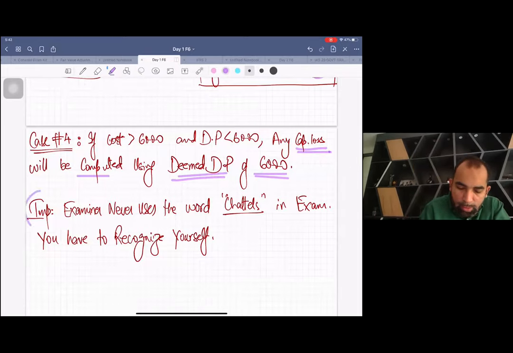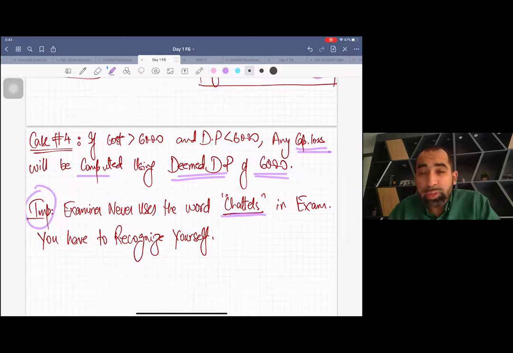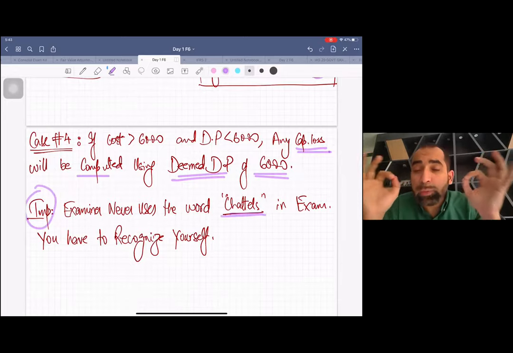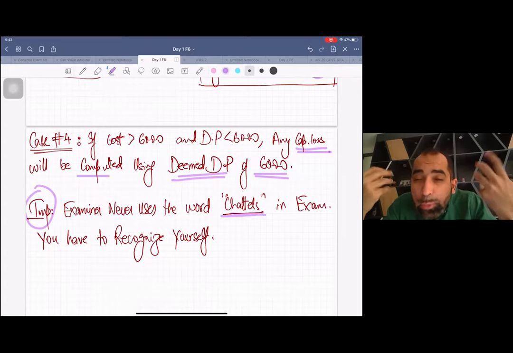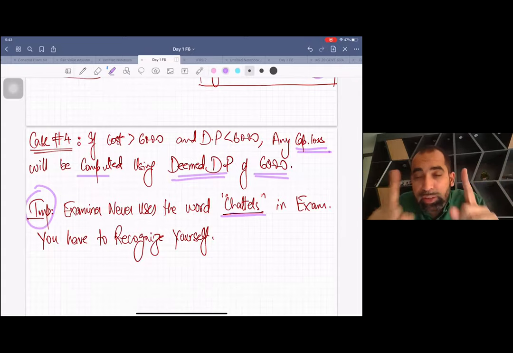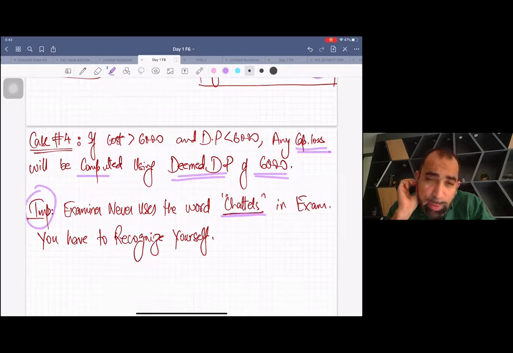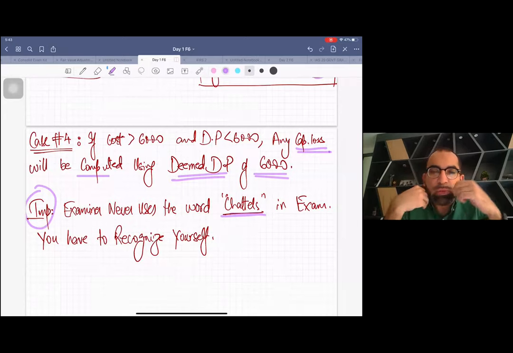Now, a very important point. The examiner never uses the word chattels. If you see all the past papers and exam kit, they just give names like paintings, jewelries, chairs. So you need to recognize yourself that it is tangible, movable property. And if your examiner is silent and does not say anything about wasting or non-wasting chattel, then you should assume it as a non-wasting chattel, and in that case apply these four cases. Normally, we apply these four cases.